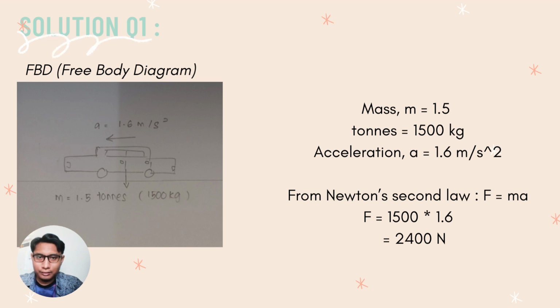For the solution, we can see the free body diagram. The mass is 1.5 tons, equal to 1,500 kg. Acceleration a equals 1.6 meter per second squared. From Newton's second law, F equals ma. F equals 1,500 multiplied by 1.6, equals 2,400 Newton.